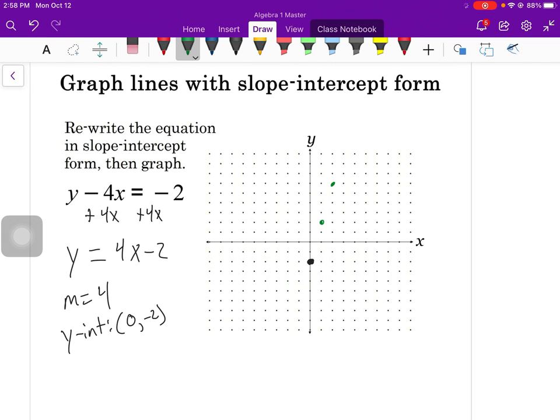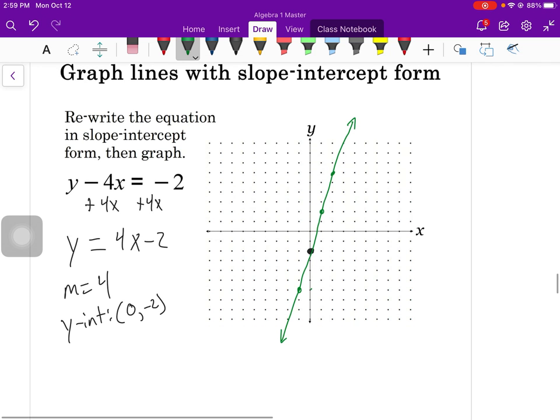Up 4, right 1. I can't go up 4, ran out of space. Okay, I don't want to go off the graph, so I'm going to go down 4, left 1, down 4, left 1. Okay, I've got the same issue. I run out of room. So in this case, I'm only going to have 4 dots. And that's okay. If you want to try to go off the grid and estimate where it's going to be, that's okay too.